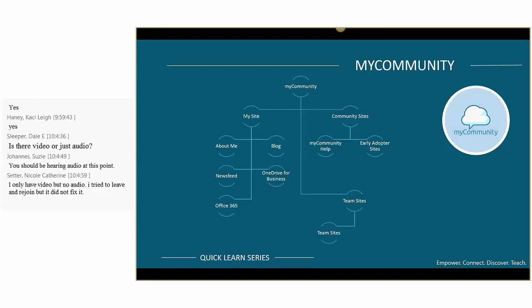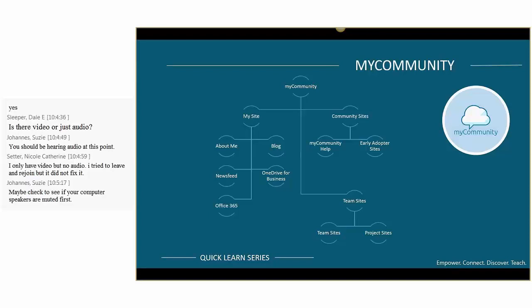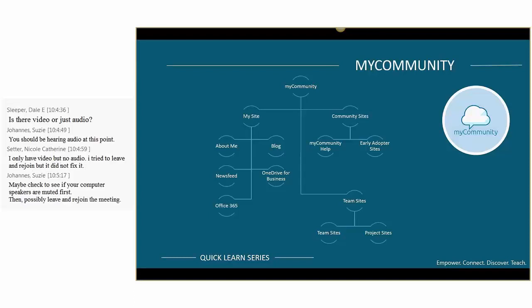When we talk about team sites, there are two different ones that you can create. There's one for team sites, a template that you can use, and then another one for project sites. Depending on how you need to collaborate with other users, you should be able to request one of those sites. Any questions about My Community before we start talking about OneDrive or Office 365? Okay.